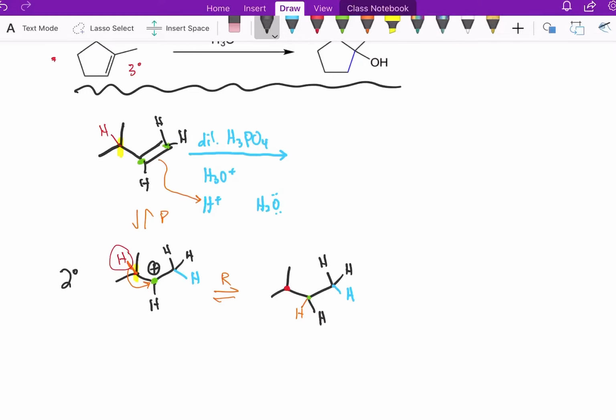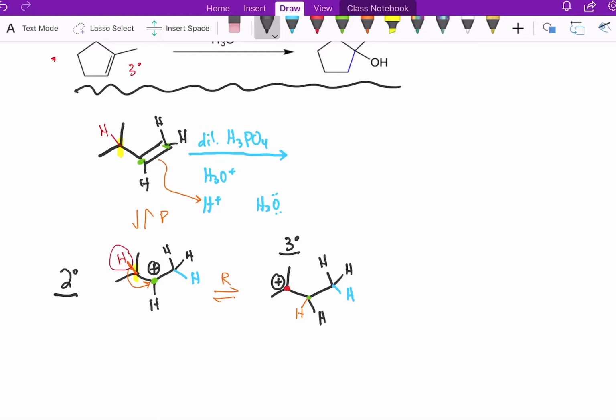So what does that mean? It doesn't have a full octet. That carbon is a carbocation. And what type of carbocation? We've now done this to form a tertiary carbocation, right? This carbocation, a tertiary, is more stable than a secondary. That's why this rearrangement occurs. We've now formed a more stable carbocation. And this is the most stable carbocation we can form.